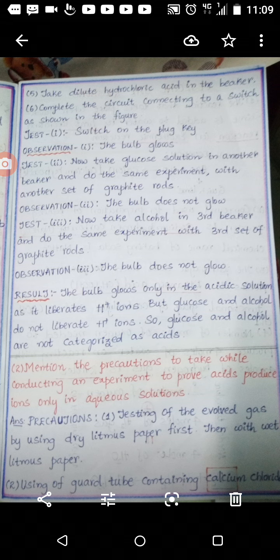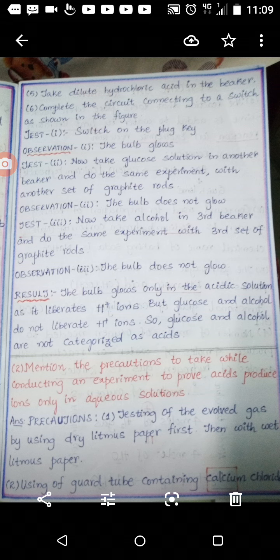Now take glucose solution in another beaker and do the same experiment with another set of graphite rods. Move on to observation 2. The bulb does not glow here in case of glucose solution. Move on to test 3. That is, now take alcohol in third beaker and do the same experiment with third set of graphite rods. What is observation 3 here, students? The bulb does not glow here again in case of alcoholic solution.